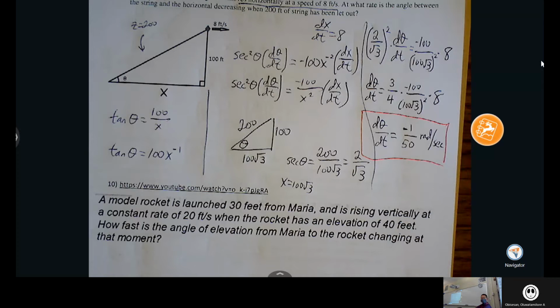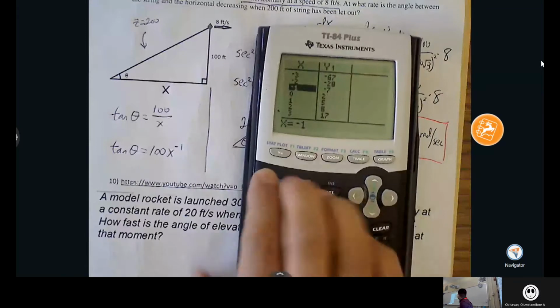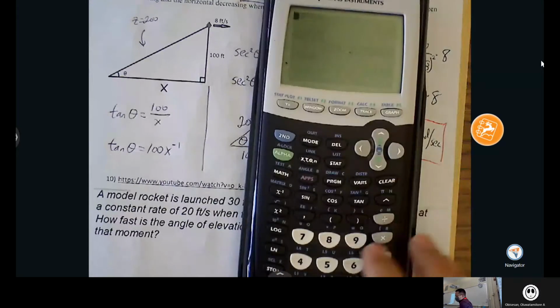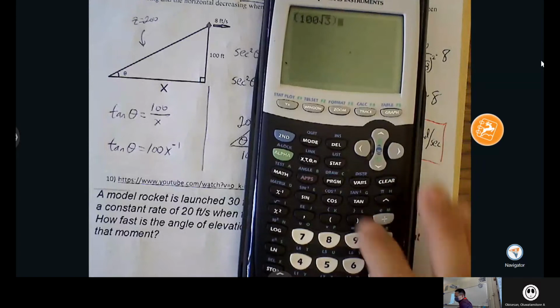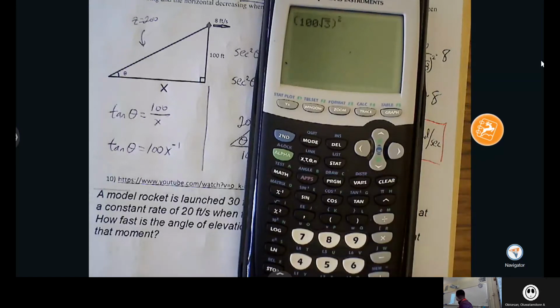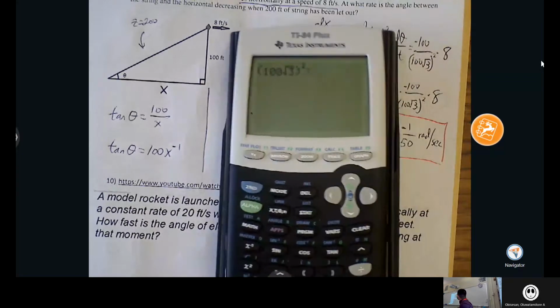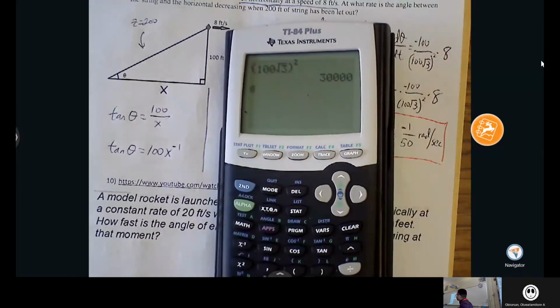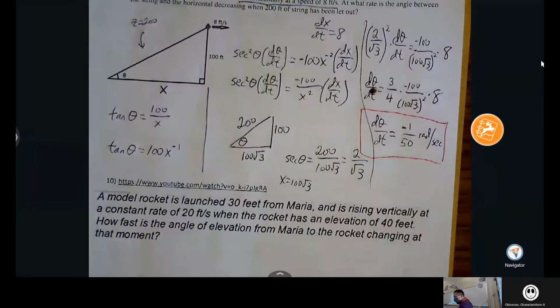Do you do 100√3 squared? Yeah, so in the calculator, you would need to put another set of parentheses. So parentheses 100√3. Otherwise, the calculator may only just square it. We want the whole thing squared, so 30,000. Oh, okay. And then 100 divided by that. Mm-hmm.